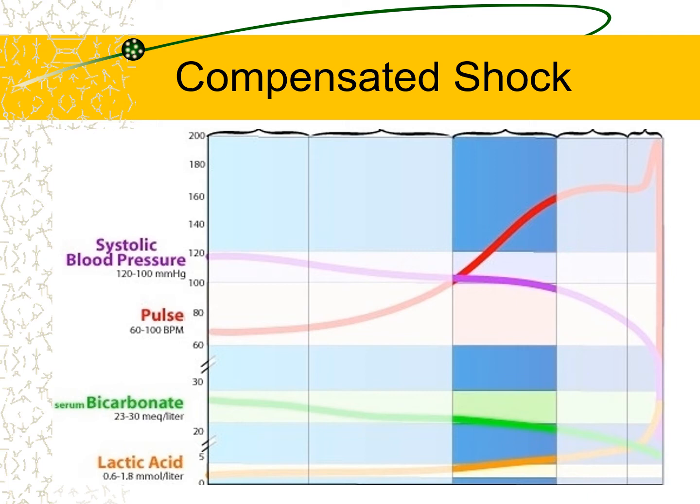Really, it is at these stages, this early compensated stage, that it's very hard to pick up on the fact that the patient is in shock. It takes some real subtle assessment findings to point the nurse in that direction, because the body is working so hard to keep it so that the blood pressure does appear to be normal.